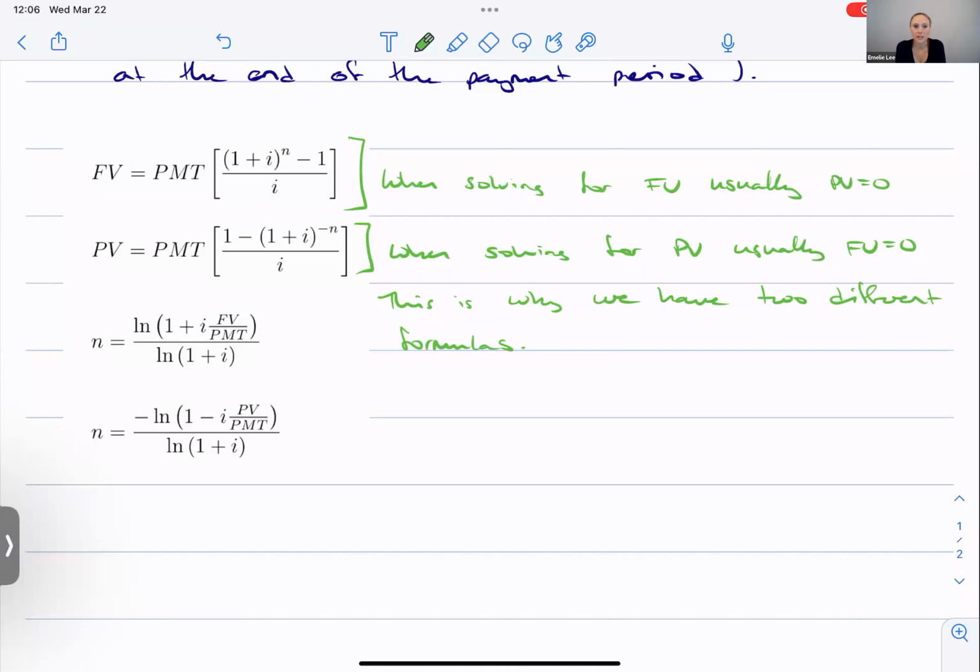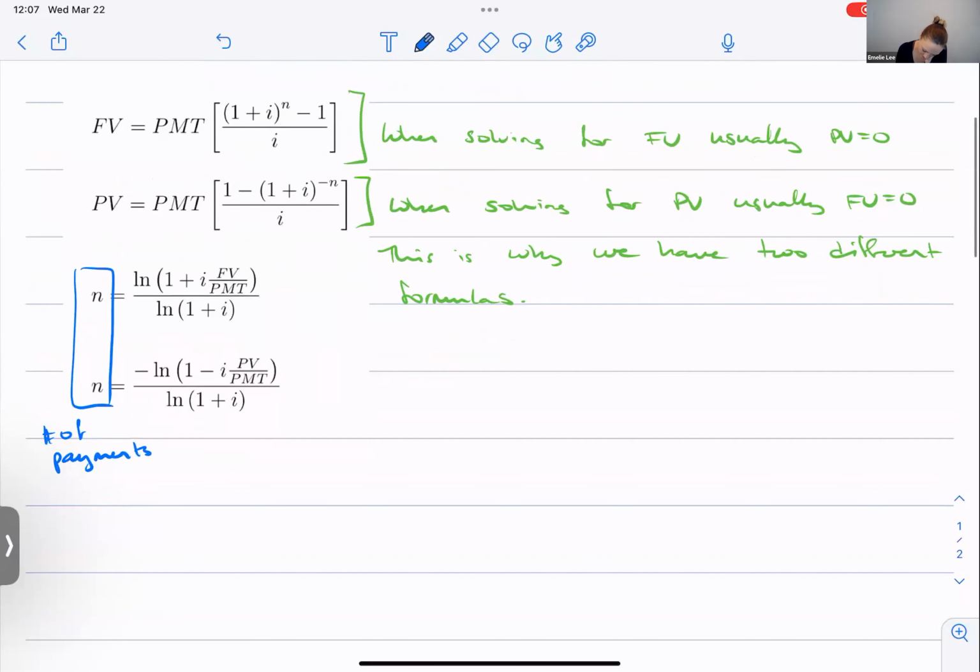Same thing when you're calculating N. N is the number of payments. And depending on if you know the future value or if you know the present value, that's going to determine which formula to use. So there are a lot of formulas, but the information that you have is going to determine which one to use. And of course, if you're solving for the payment amount, which formula to use is determined by if you know the future value or if you know the present value.